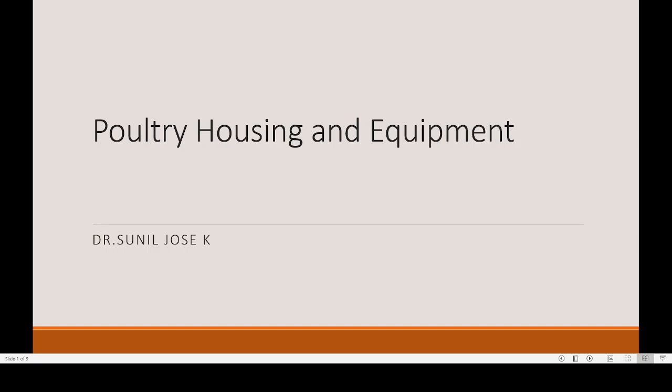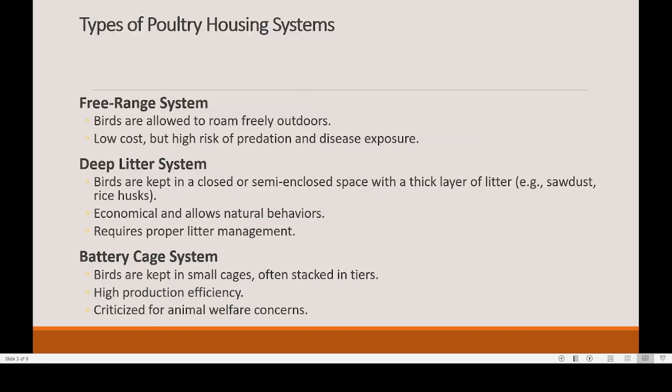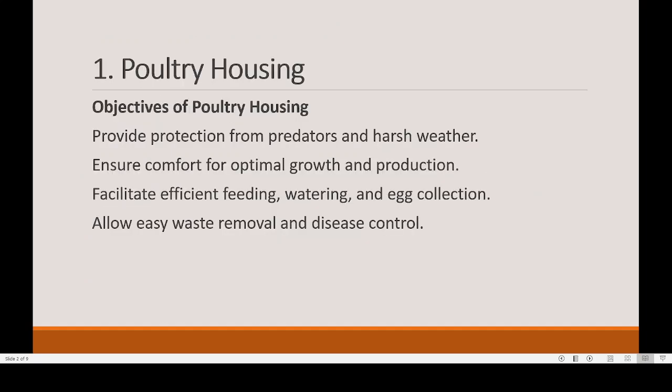So, in this topic, we will be discussing what are the main objectives of providing poultry housing, and what are the different types of housing systems. That's what we will be mainly dealing with. So, to begin with the purpose of poultry housing, one is protection from predators and harsh weather.